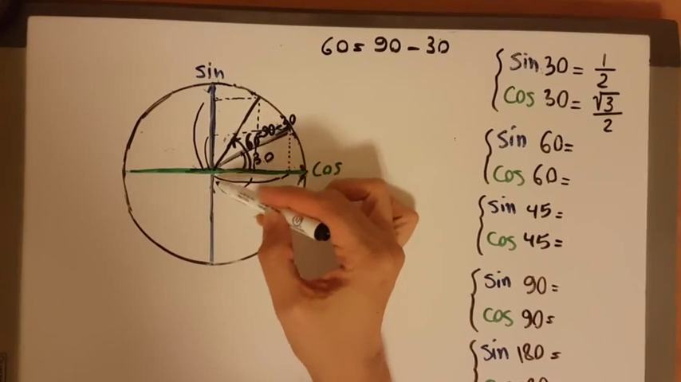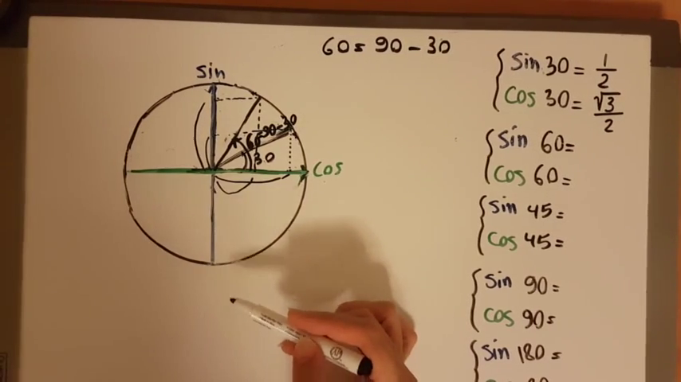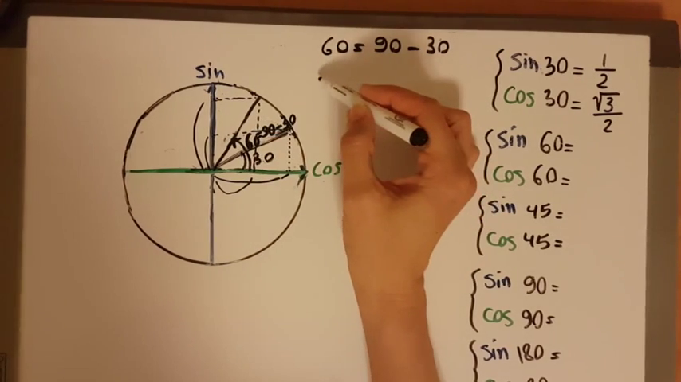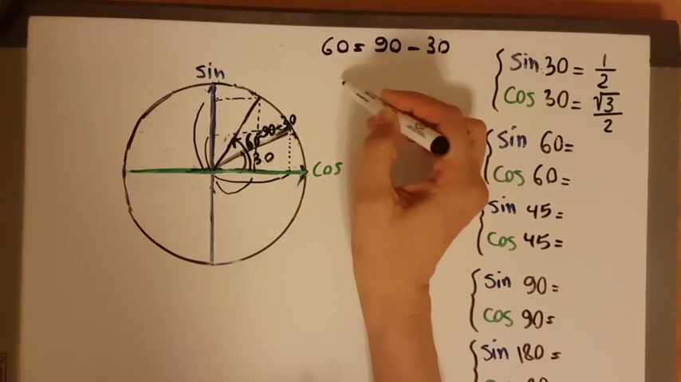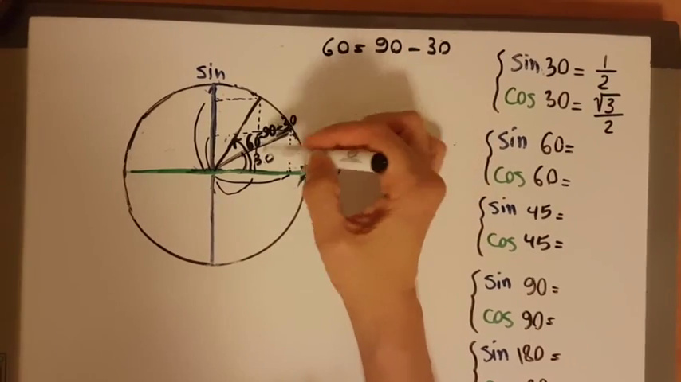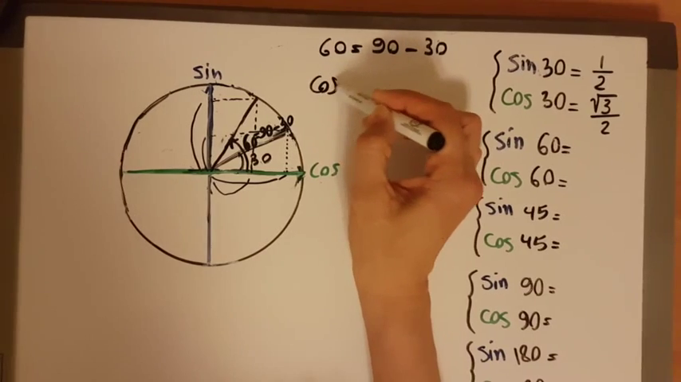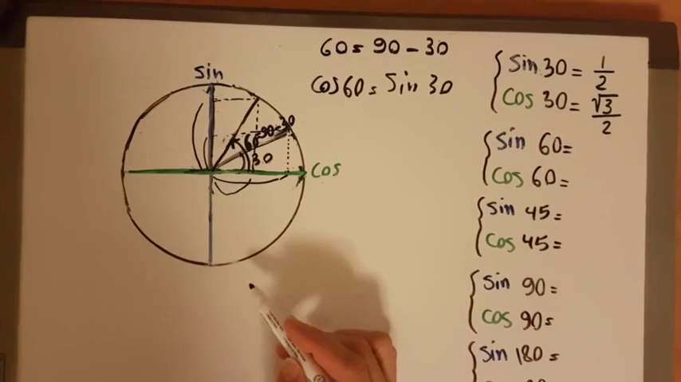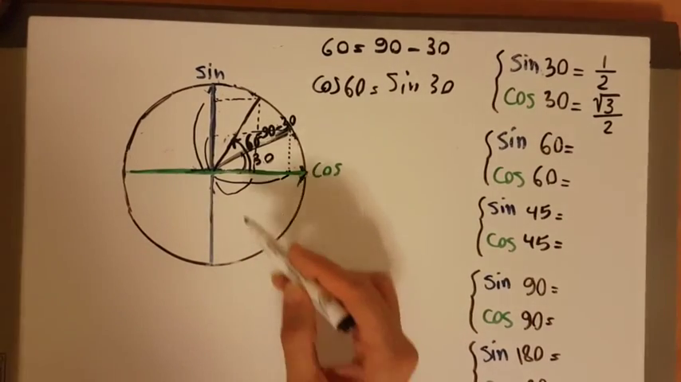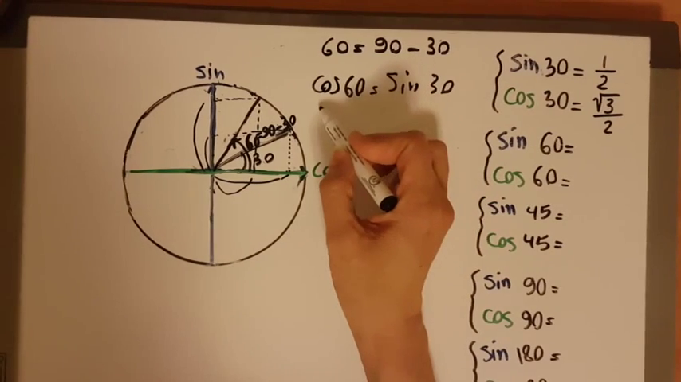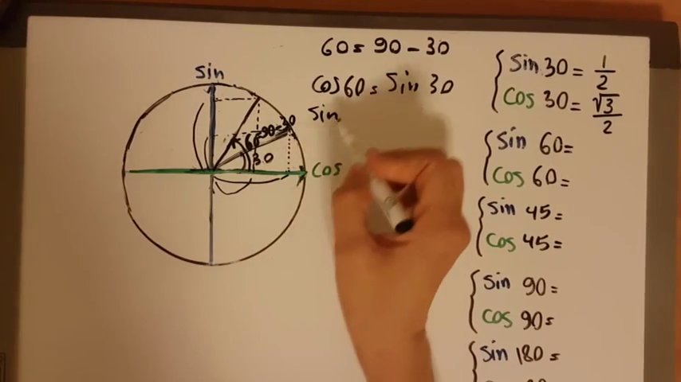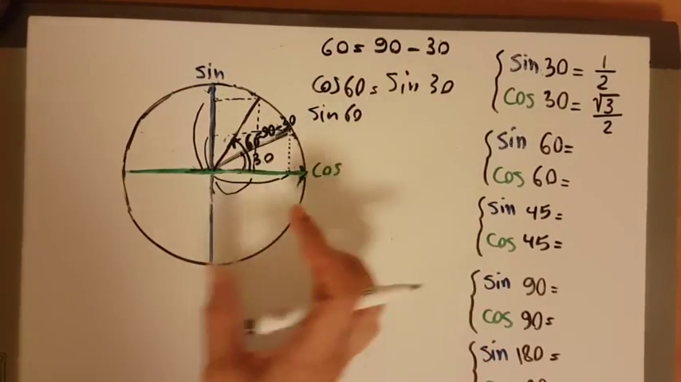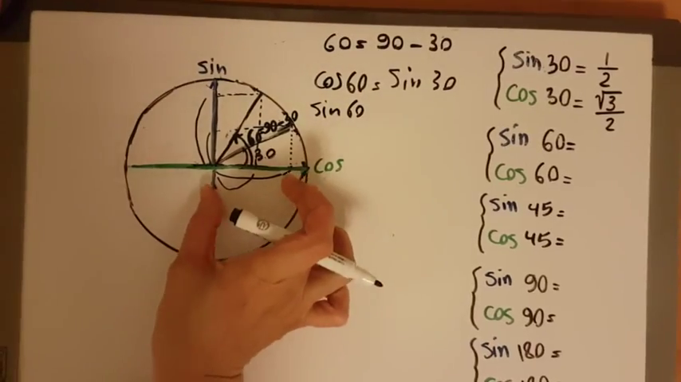So since these triangles are equal, you can see that cosine of 60, or 90 minus 30, the cosine of this bigger angle equals actually the sine of 30, as you can see in here, yeah? Cosine of 60 degrees equals the sine of 30, and of course the sine of 60 degrees, which is this part, equals cosine of 30, which is this part, yeah?